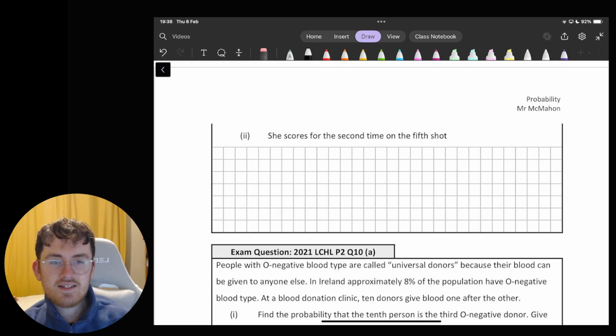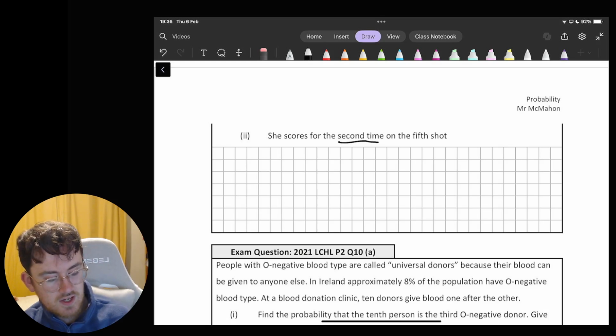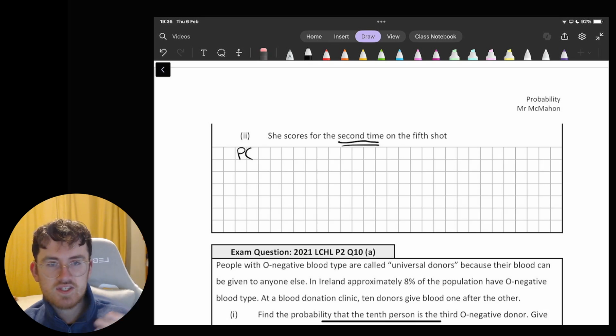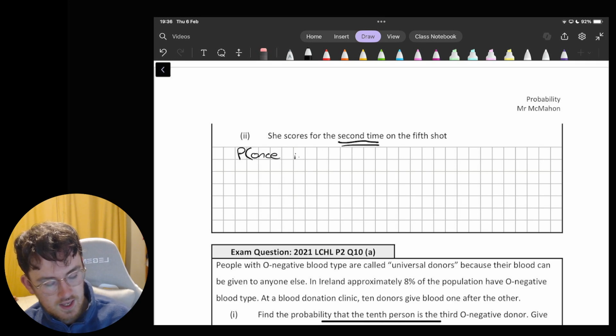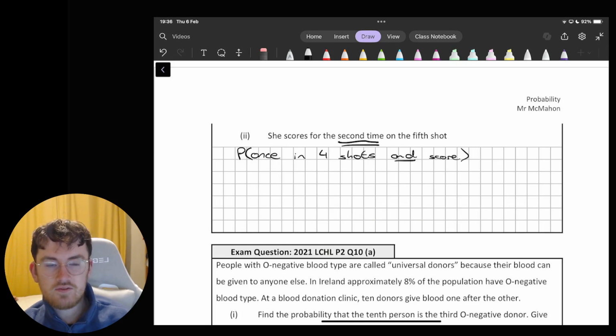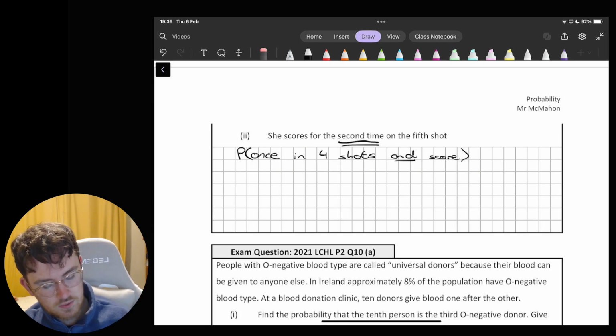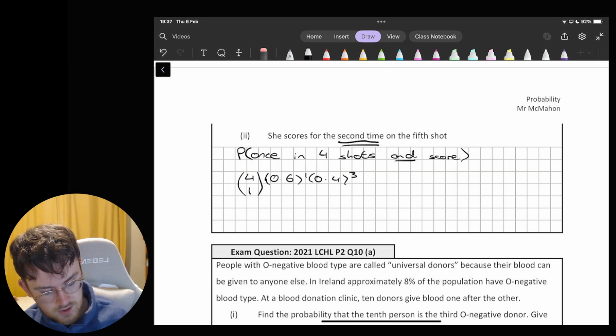She scores for the 2nd time on the 5th shot. So when they specify a particular time that we're looking for, we just need to take that moment to write out what that means for the scenario here. So to score for her 2nd time on the 5th shot, she needs to score once in 4 shots and then score. So we need 5 shots in total. Of the first 4, she scores once, then we want her to score again on the last one. So for the first 4 shots, it's a Bernoulli trial. Out of the 4, we only want to succeed once. So that's 0.6 to the power of 1, 0.4 to the power of 3.